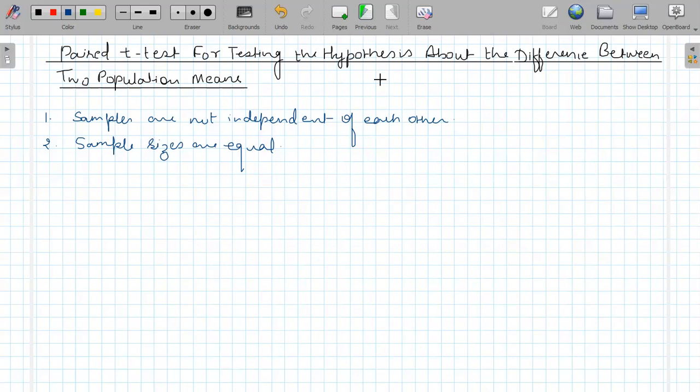So let us start the procedure of hypothesis testing.